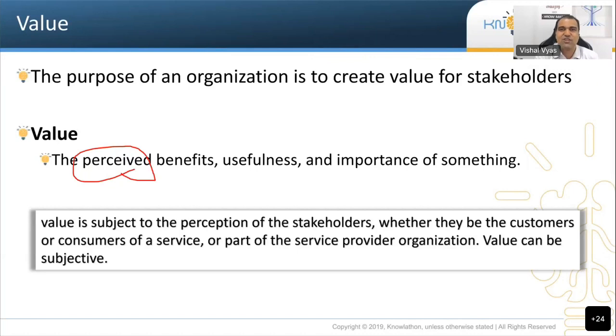So there is a soft side of value. There is a soft aspect of value, the perception aspect of value, which service providers now are focusing on. Value is subject to the perception of the stakeholders, whether they be the customers or consumers of a service, or parts of the service provider organization. Value can be subjective. It's a key point, and we have discussed it already. Any questions, any follow-ups, anything you want to share? Please feel free. Otherwise, we'll move on.